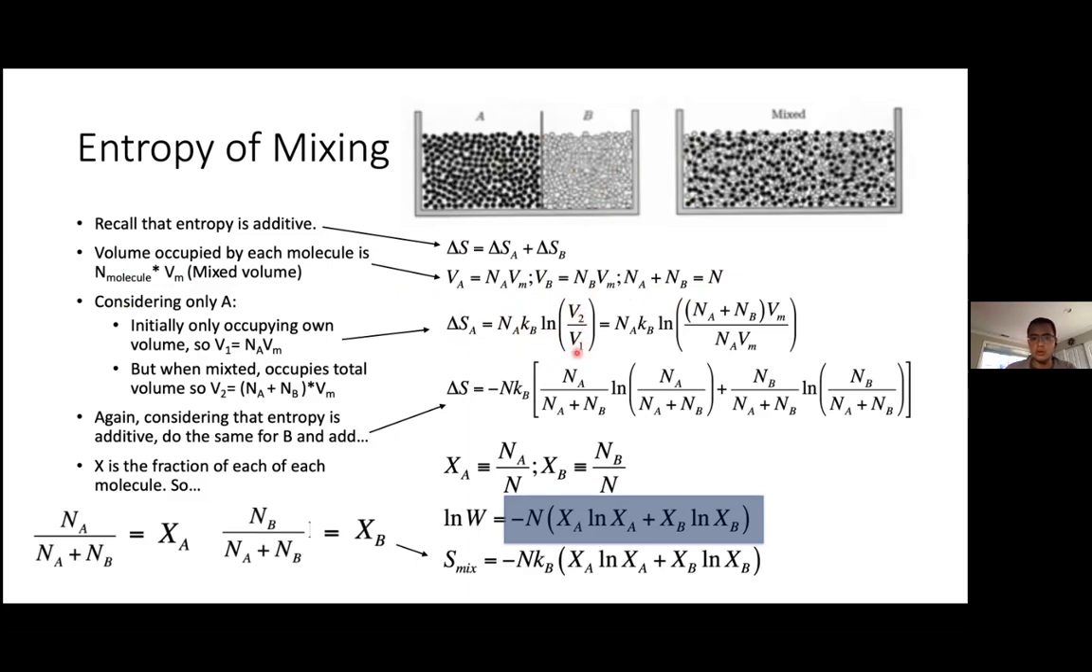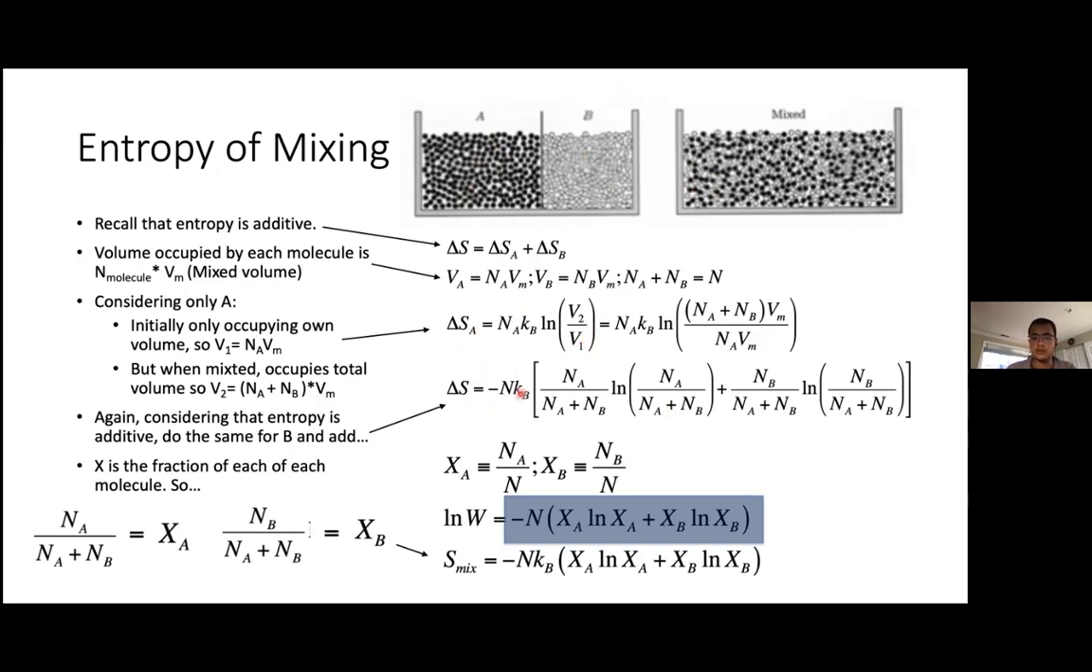What is volume 1? Well, initially, volume 1 is just this area here. And this area here is simply VA, which is NA times VM. And then where does A go to? A then goes into the entire mixture. So that's why V2 will be VM, so this entire container here. And then this is just for A. And then since entropy is additive, we have to do the same for B. So it'll be delta S, this entire thing for A, plus this entire thing for B. And if you do the math, which I'm sure you don't have to do for this class, you get this final equation.